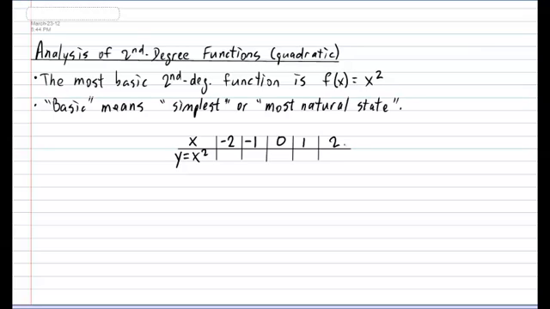Now, let's take each of them, plug them into our function, and see what we get for the y value. So when x is minus 2 all squared will give us 4. Next, when x is minus 1 all squared will give us positive 1. Next, when x is 0, 0 squared is 0. Next, when x is 1, the y value will be positive 1. And finally, when x is 2, the y value will be 2 squared, which is 4.